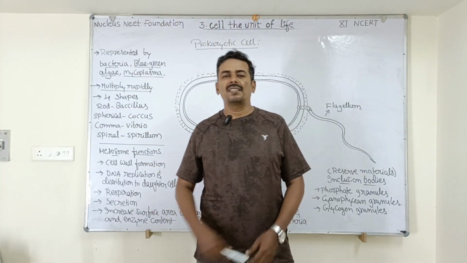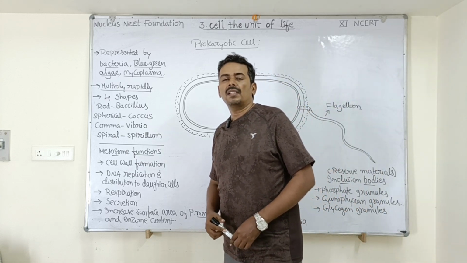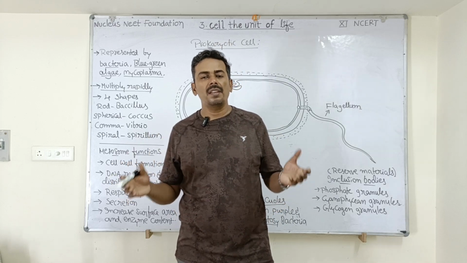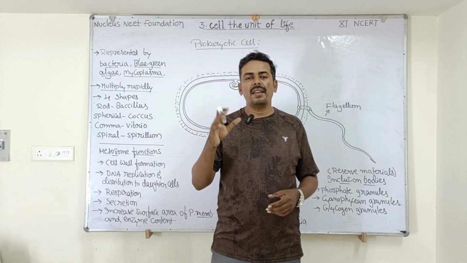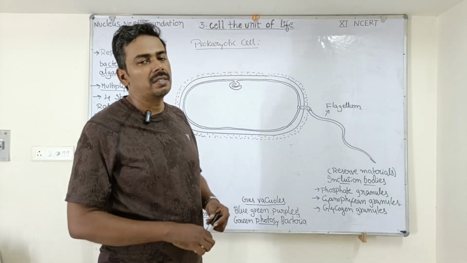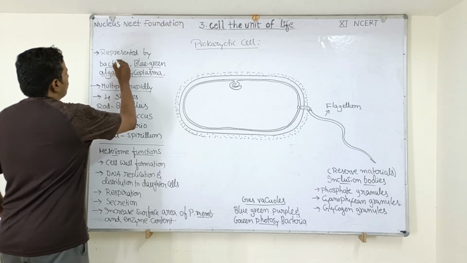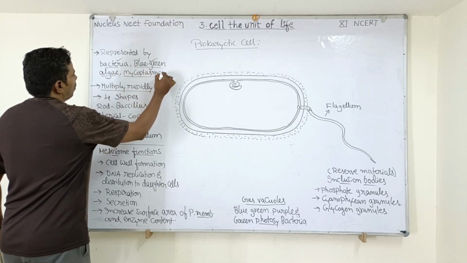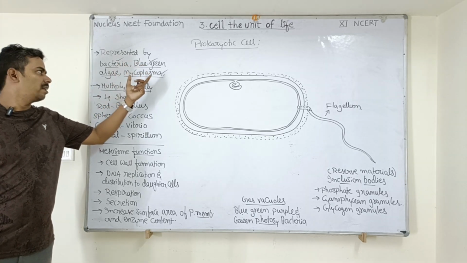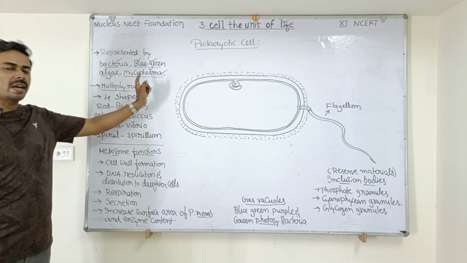Students, now let us see the structure of prokaryotic cell. So what is a prokaryotic cell? It is a cell which is having a primitive kind of nucleus without any nuclear membrane. So there is a naked genetic material which is not covered by any nuclear membrane. We call that cell as prokaryotic cell. The prokaryotic cells are represented by bacteria, blue-green algae and mycoplasma. Okay. Blue-green algae are also called as cyanobacteria. They are photosynthetic bacteria. Mycoplasma are the smallest bacteria.